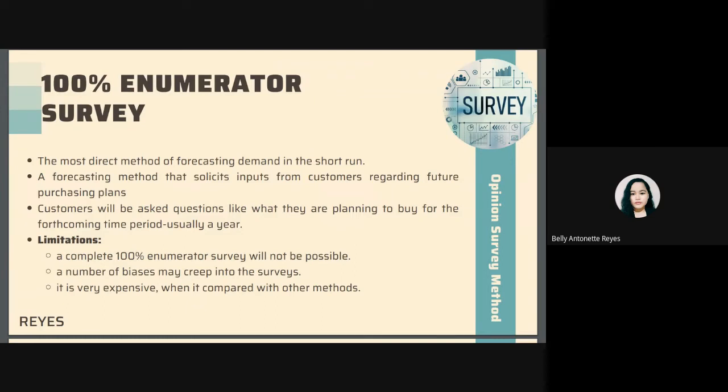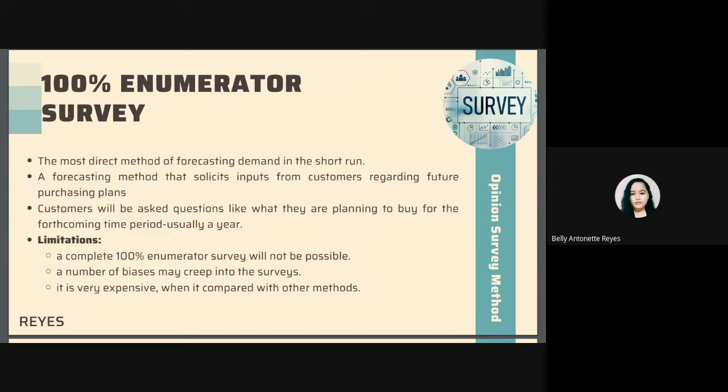It is the most direct method of forecasting demand in the short run, and it is a forecasting method that solicits inputs from customers regarding future purchasing plans. So the customers will be asked questions like, what are they planning to buy in the forthcoming period, which is usually a year. Survey techniques like this that skillfully use interviews and mailed questionnaires are an important forecasting tool, especially for short-term projections. When these are properly carried out, survey research can provide managers with valuable information that would otherwise be unobtainable.